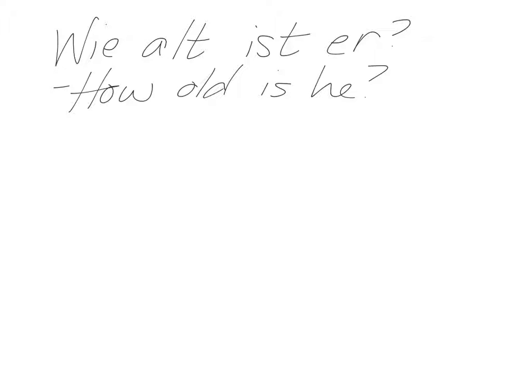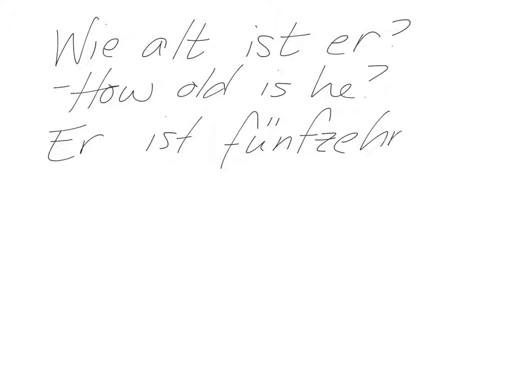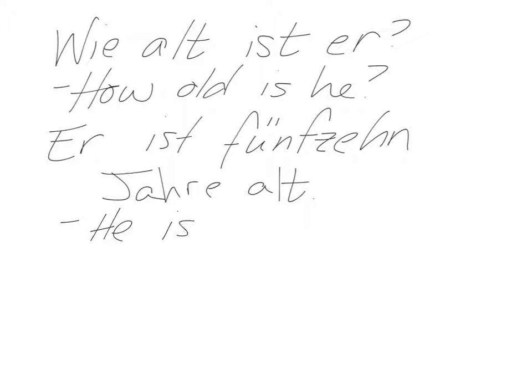How would you answer the question? Full sentence. Tell me he's 15 years old. What's your first word? Er. Then? Ist. 15. Sehr gut. 15 Jahre alt. Schön. All right, so try that one again. Er ist 15 Jahre alt. So he is 15 years old.